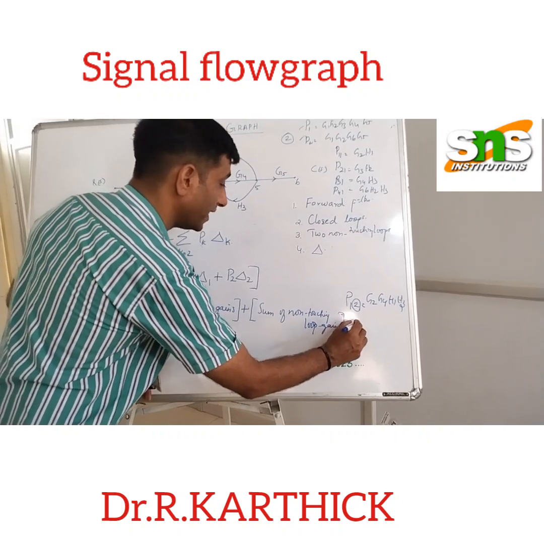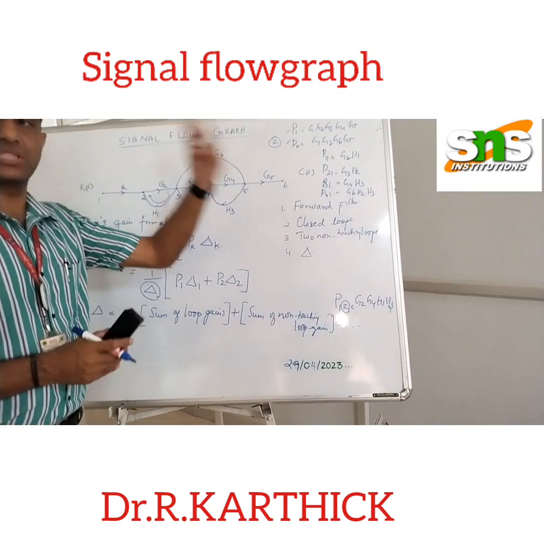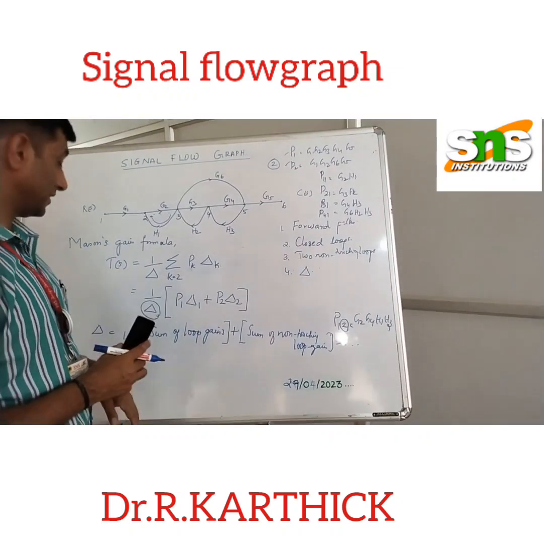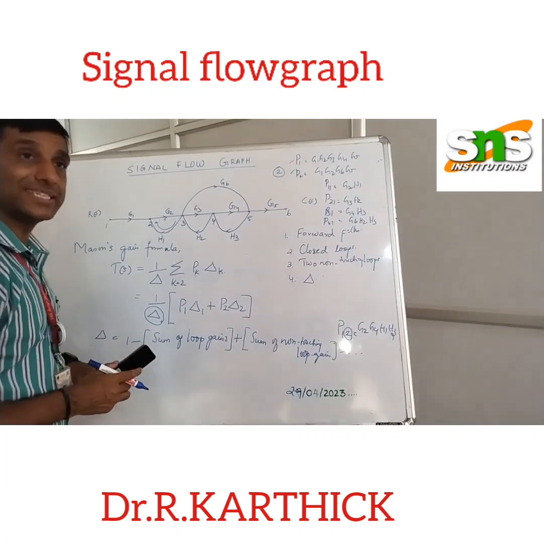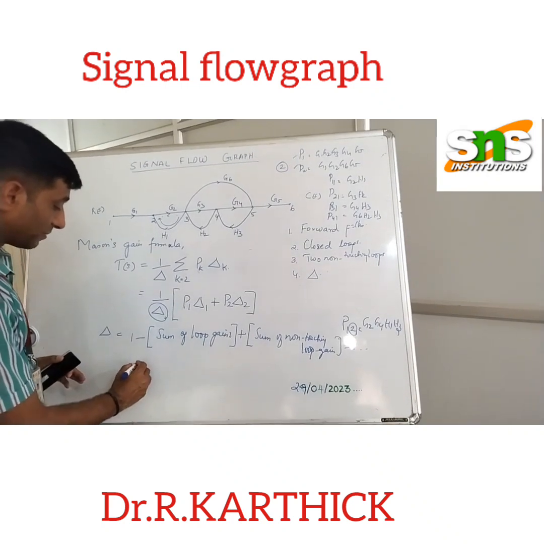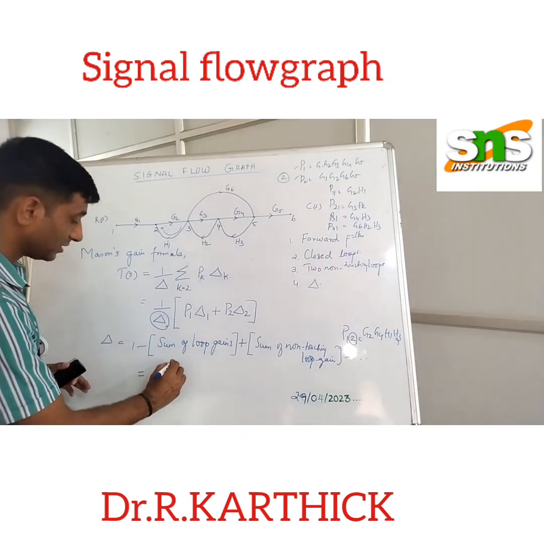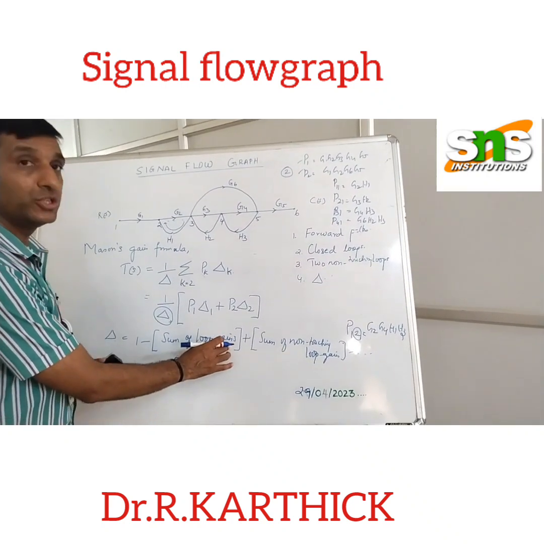So this is the formula, minus, it just keeps on going. It will just go for 3 non-touching loops, 4 non-touching loops, etc. So this is the formula in order to identify what is delta. Substituting here, I am getting 1 minus the sum of individual loop gains.